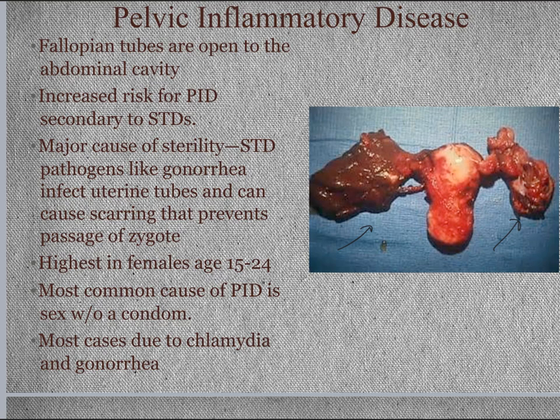Now, who is at the highest chances of having PID? Well, females between the age of 15 and 24. The most common cause of pelvic inflammatory disease is having sex without a condom. And typically, most of these cases are due to chlamydia and gonorrhea.